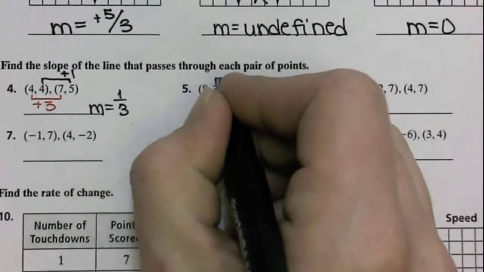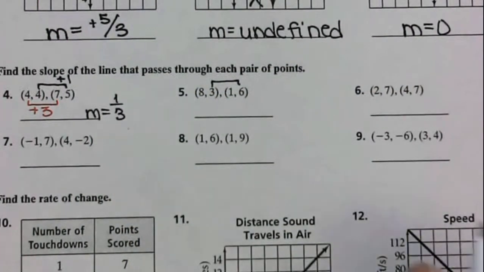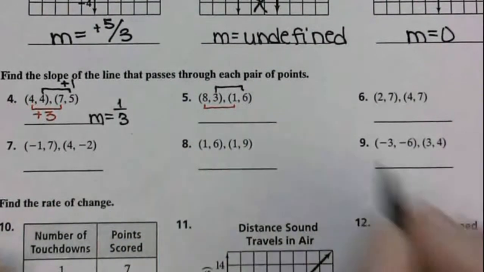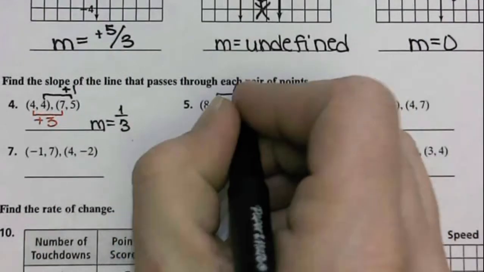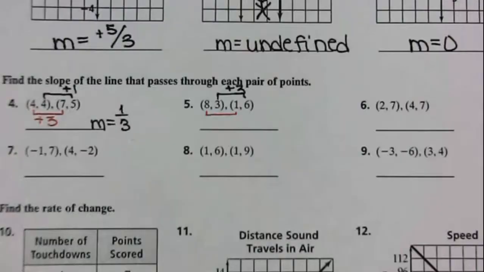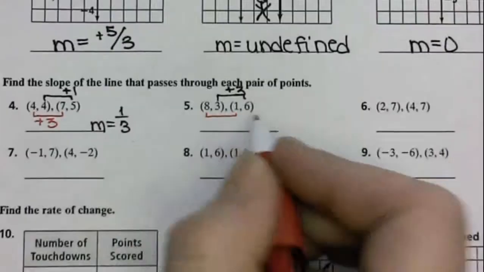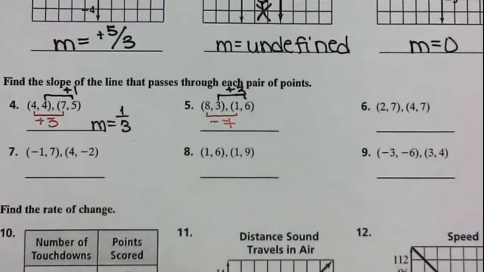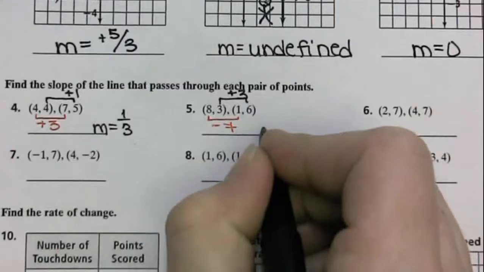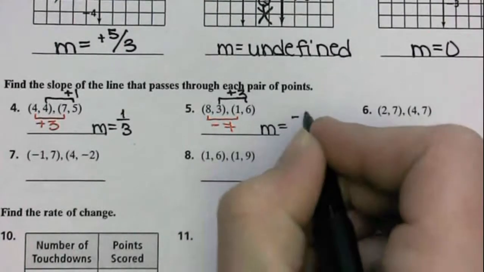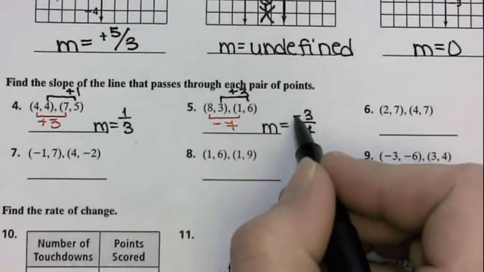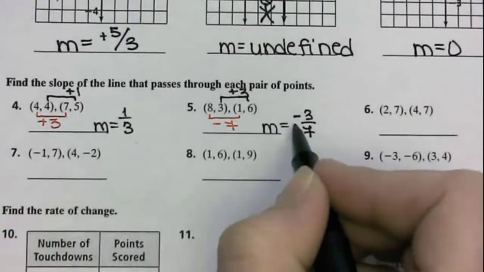I'm going to connect my y's on the top, connect my x's on the bottom, and I'm thinking of distance on a number line. So from 3 to 6 on a number line is to the right 3. And from 8 to 1 on a number line is to the left, which is -7. And so we write this as a fraction. And we have m is equal to -3/7. And just to point out that it doesn't matter if I have the negative next to the 3, next to the fraction bar, or in the bottom, as long as it's there somewhere.